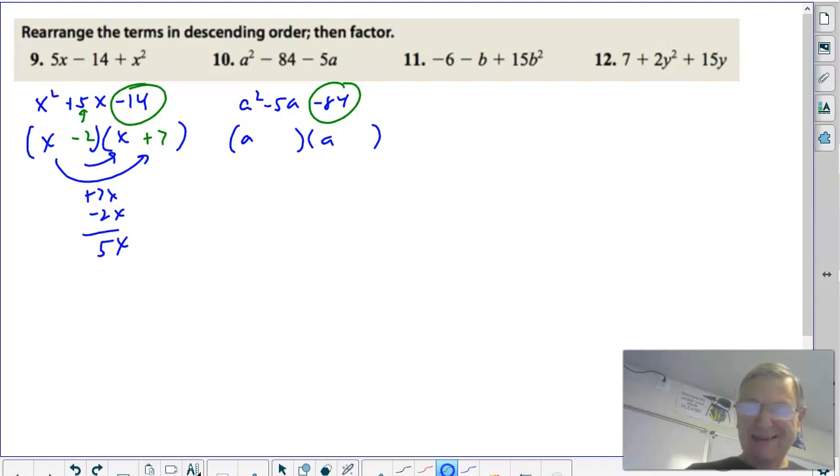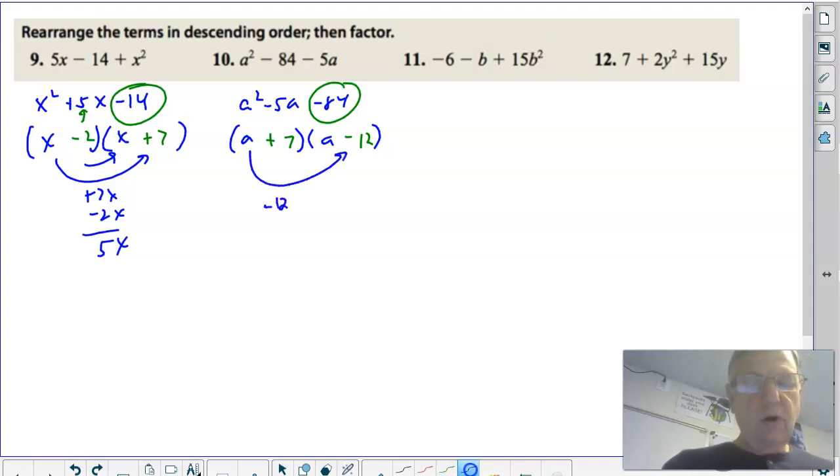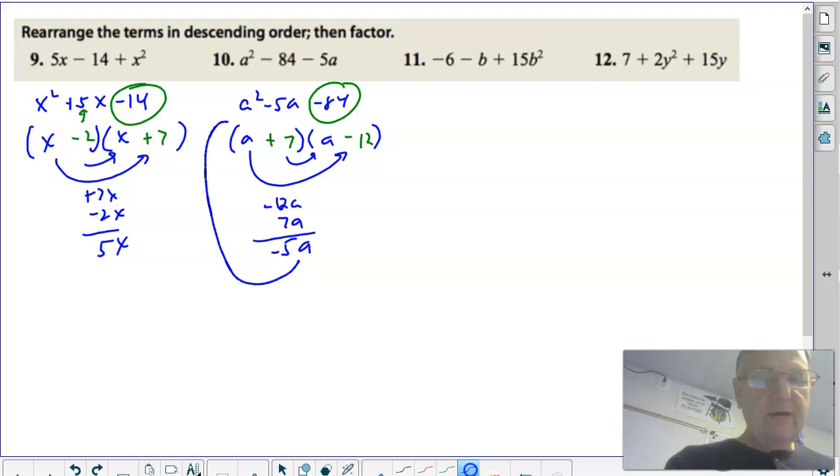12 times 7? Okay, can't believe I pulled that out of wherever. 12 times 7. And I need the 12 to be the bigger number and the 7 to be the smaller. Watch why. When I check my outers, I get negative 12a. When I do my inners, I get positive 7a for a middle of negative 5a. And sure enough, that's correct.